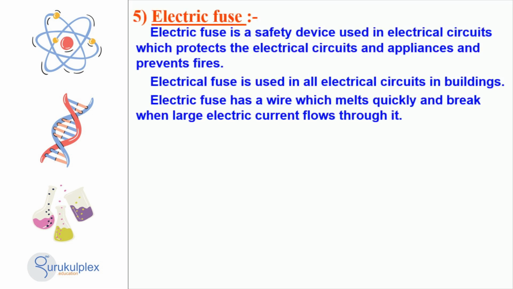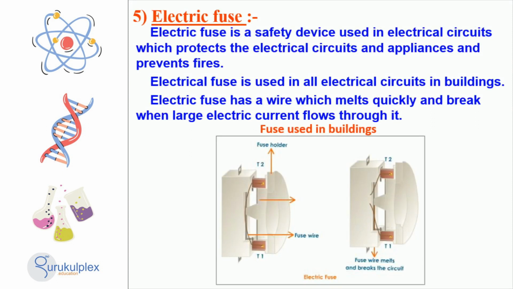Electric current and its effects will be the focus of our discussion. An essential safety device used in electrical circuits is the electric fuse, which works by melting a wire that quickly breaks when large electric current flows through it, thus protecting buildings and their inhabitants from danger. Installing electric fuses in all electrical circuits is important for the safety of those living in buildings.